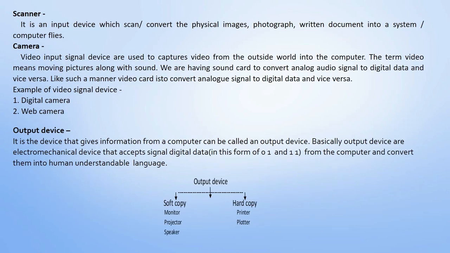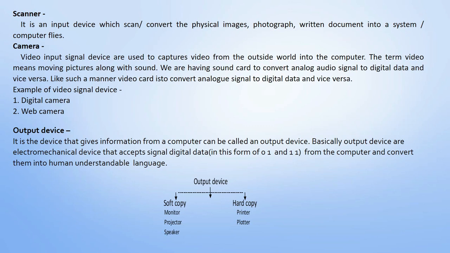Now the third one is your scanner. It is an input device which scans or converts the physical images, photographs, written documents in a system, that is, it converts the physical image to a computer file. Okay.